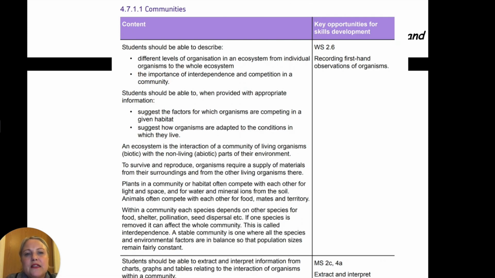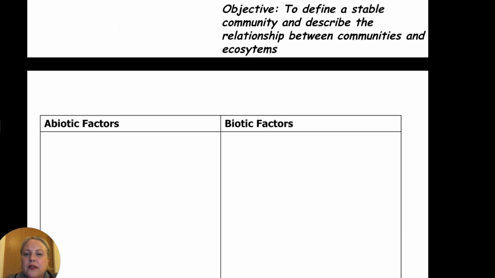So here you'll find the specification. This is from the exam board, AQA Trilogy, that will go through part of what we're going to look at today. We're not going to cover all of this today, but we're going to go through some of it. So you can pause the video and have a little read of what the exam board requires you to know. So what we're going to look at is what abiotic and biotic factors are in an ecosystem.